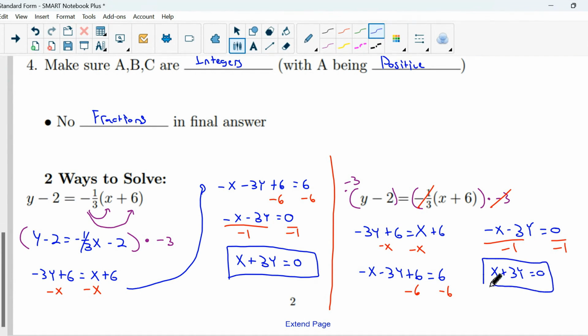All right? So really, in the end of the day, it doesn't matter which of these two methods you guys decide to go with. Both are perfectly effective methods of finding your same solution, or going from point slope to standard form. We can actually label this section as that. Point slope to standard. Okay?